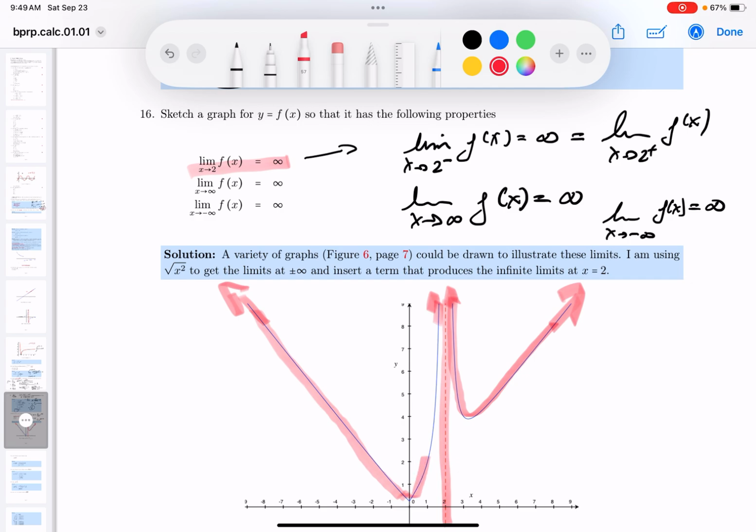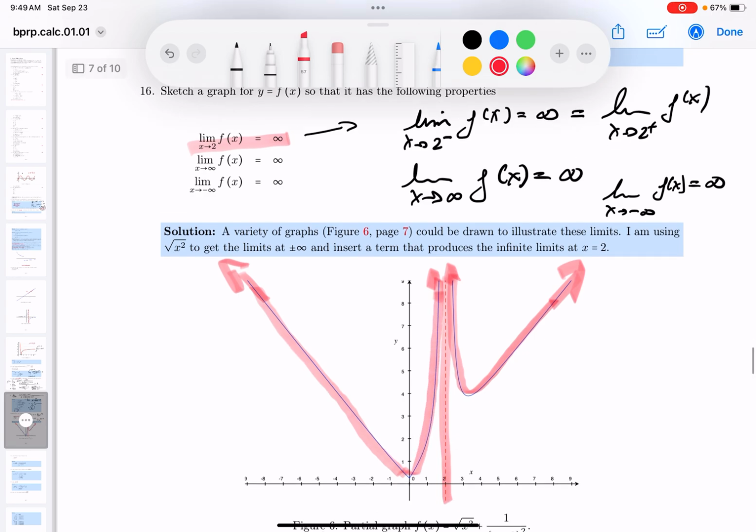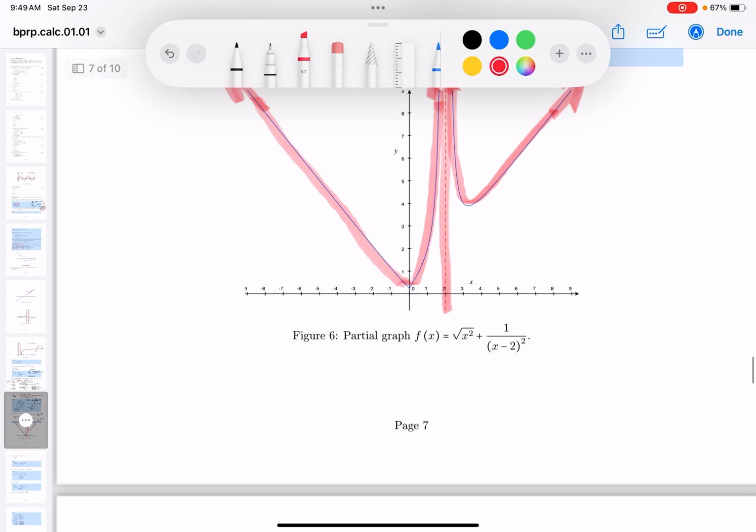Now someone says, how'd you generate that graph? I did it with a computer. All right, what I do, I typed in something over here that would give me that graph with those behaviors. All right, so I want to point out, and I'll do it over here, the square root of x squared is actually the absolute value of x. So I'm going to say this is the absolute value of x, but then this thing has an effect on it.